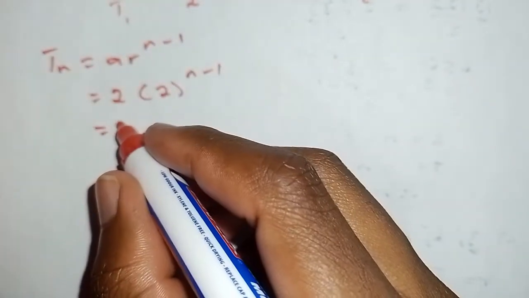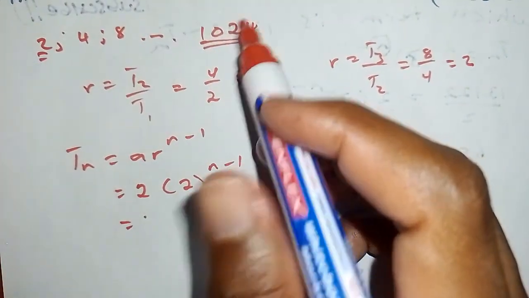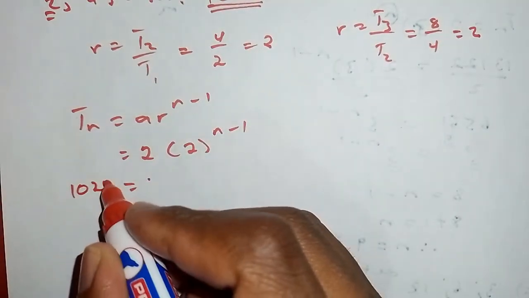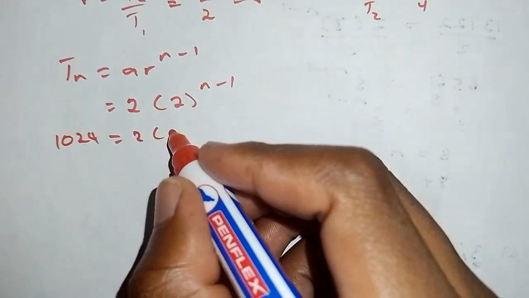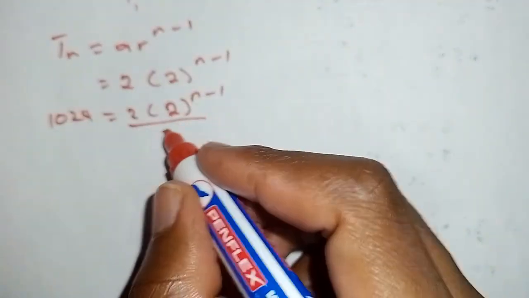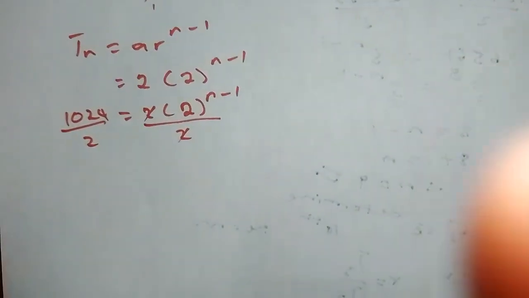n minus 1. I know the last term. This is my last term, which is the Tn as well. I can just write it as 1024, and then 2 into 2^(n-1). Simple mathematics, simple mathematics. This and this will cancel.